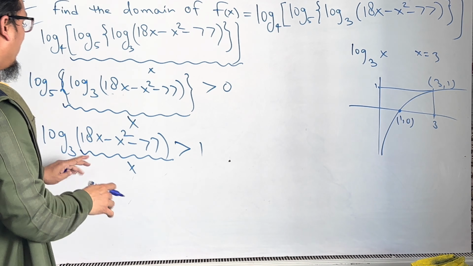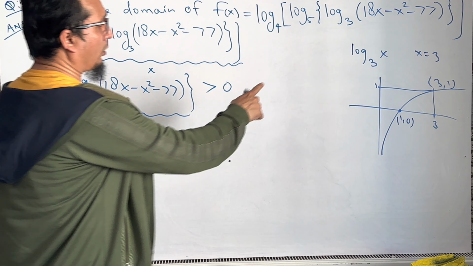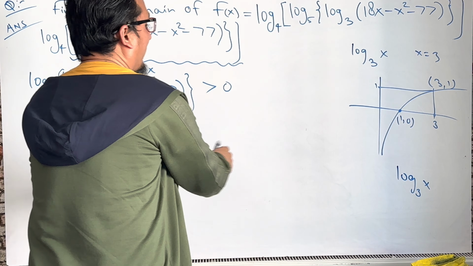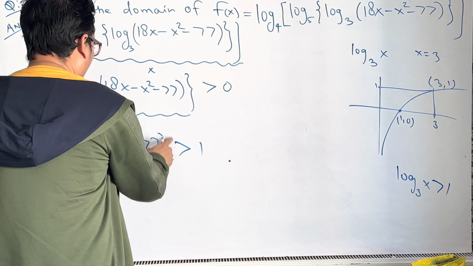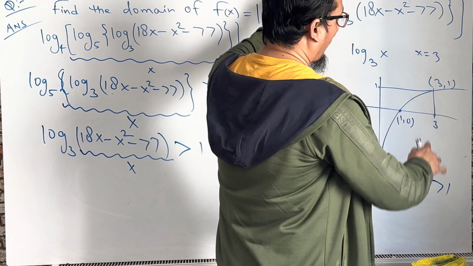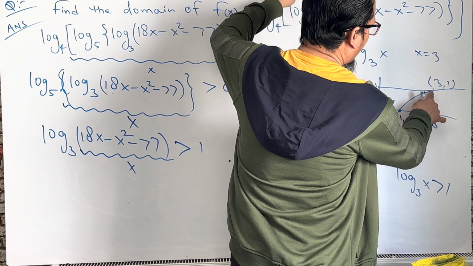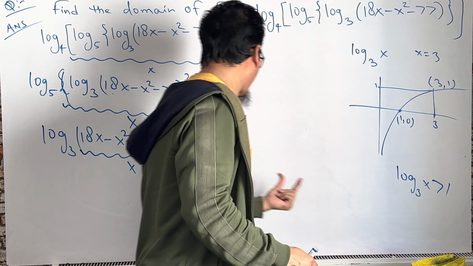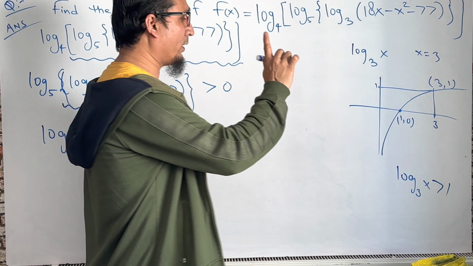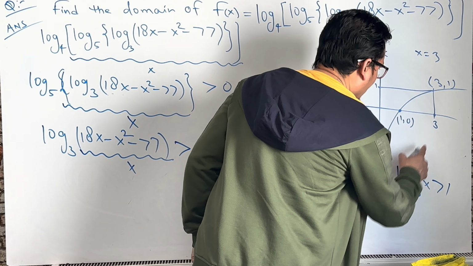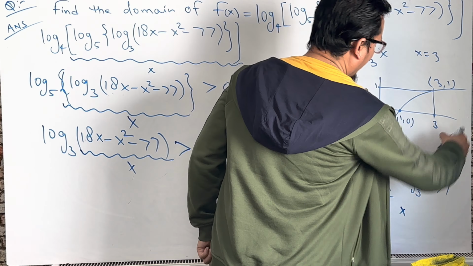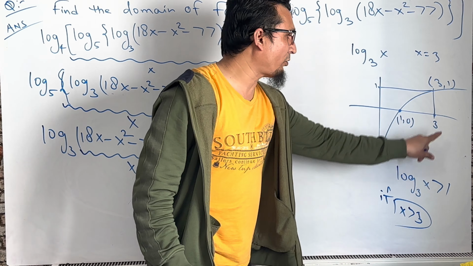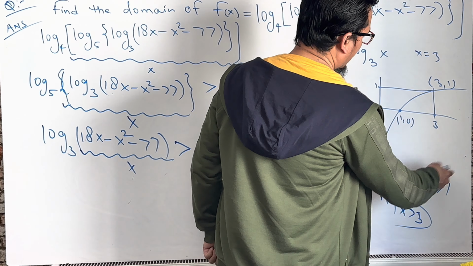So here we want log base 3 of x, and we want this value greater than 1. When x is 3, this value is 1, right? So when can we get this value greater than 1? If we apply only one condition, x must be greater than 3. If x is greater than 3, then log base 3 of x is always greater than 1.